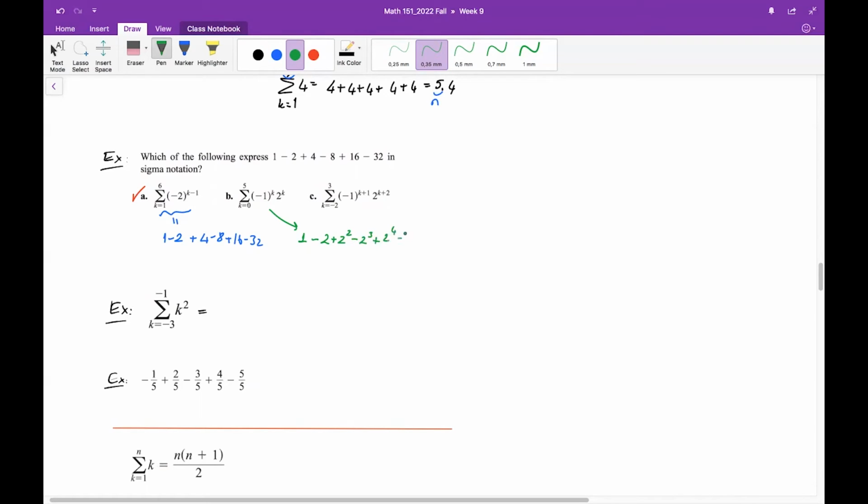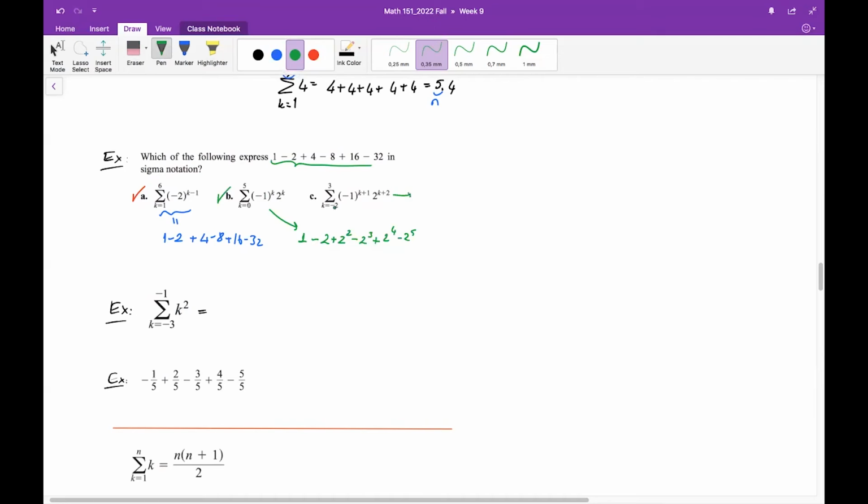Plus 2 to the power 4, 2 to the power 5. So this also satisfies this expression, very same expression. So you can also write this finite sum in a sigma notation like this. But it's the last one.